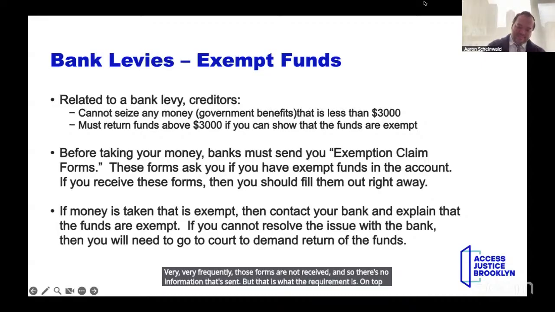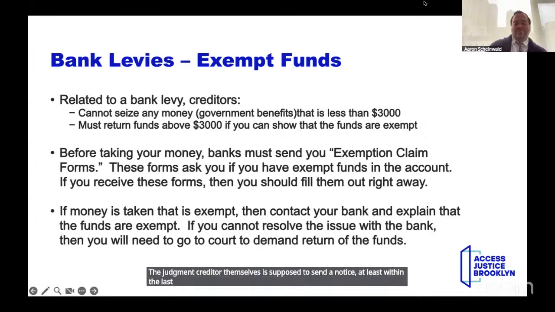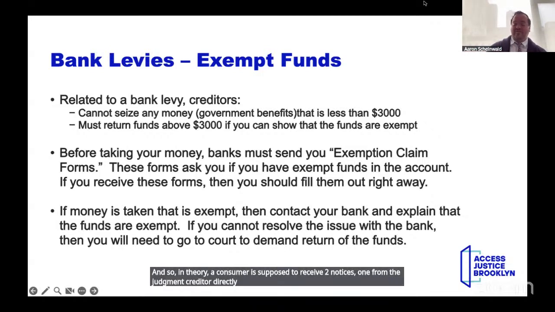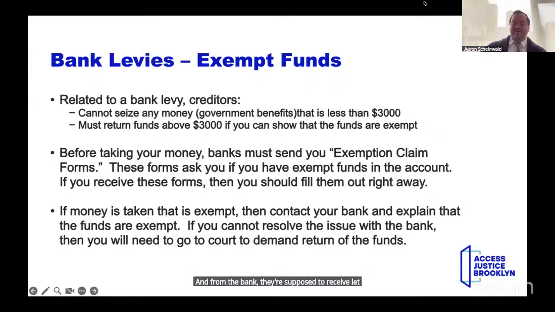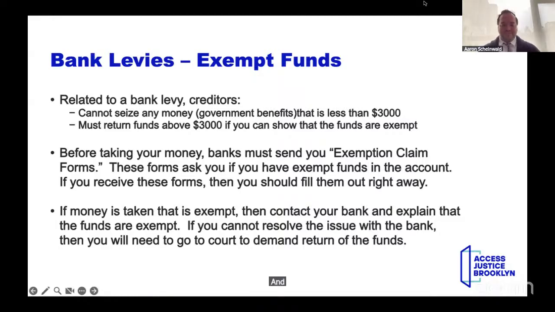On top of that, the judgment creditor themselves is supposed to send a notice, at least within the last year, of restraint. And so, in theory, a consumer is supposed to receive two notices, one from the judgment creditor directly, which generally means the law firm that is taking action on behalf of a plaintiff in our sorts of situations, but it could be a third-party debt collector, I suppose, or the original creditor themselves. And from the bank, they're supposed to receive letters that there is going to be collection action enforcing a judgment. And often people do not receive those.